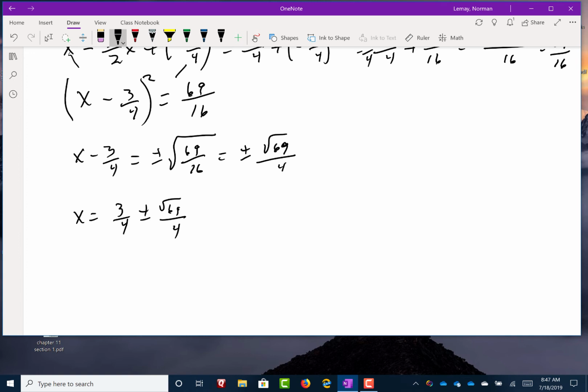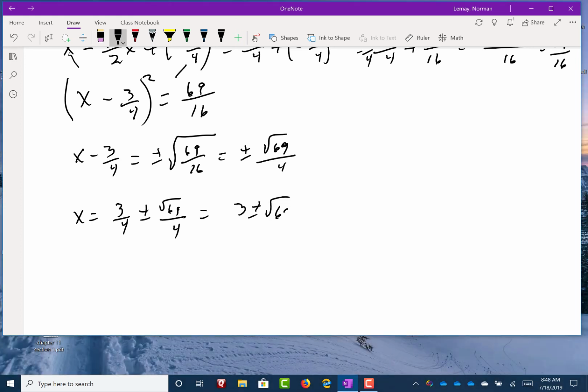Again, your math lab will probably want to see this, or just one other intermediate step: 3 plus or minus the square root of 69 over 4. So we can write this as 3 plus the square root of 69 over 4, comma, 3 minus the square root of 69 over 4.